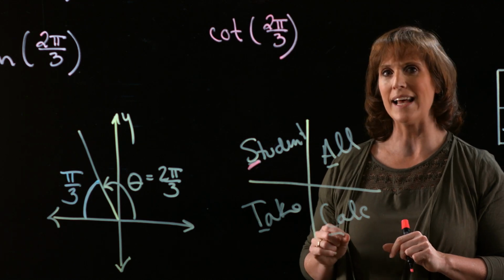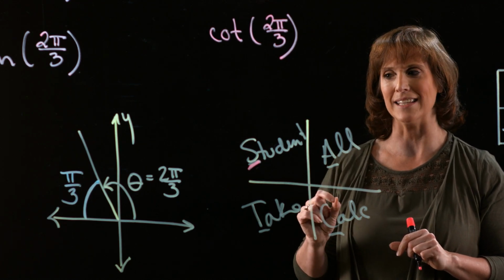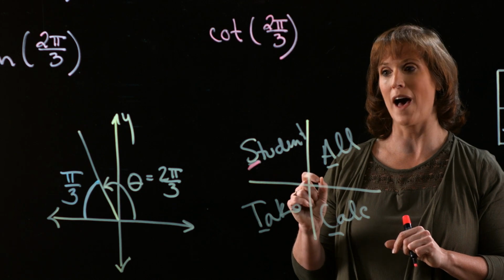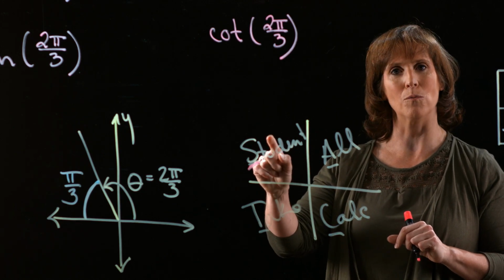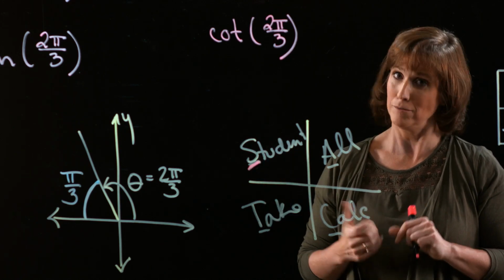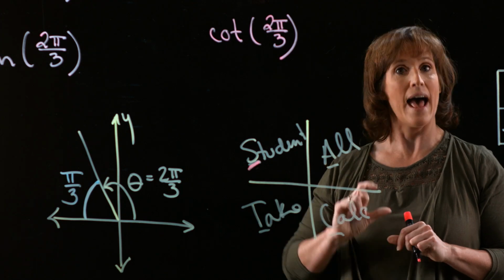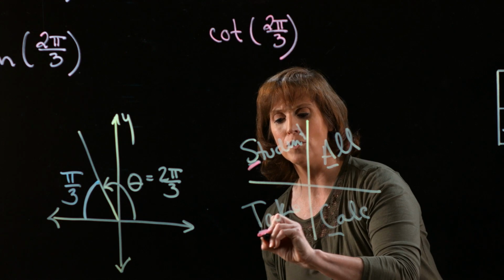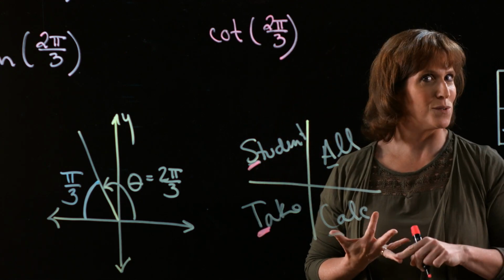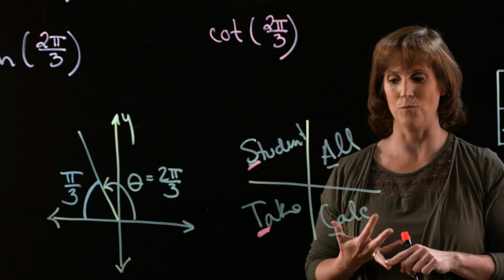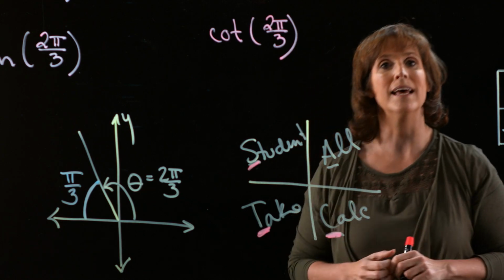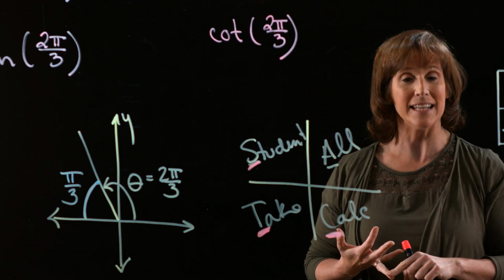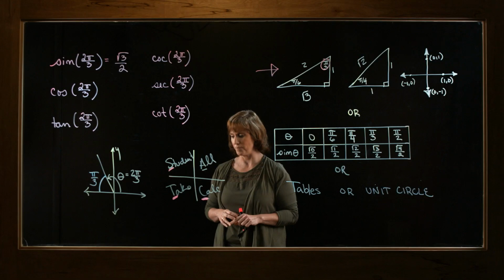Now that should make sense because remember what the sine is. It's the y-coordinate over the hypotenuse. And the y-coordinate will be positive in the second quadrant, so is the hypotenuse. Okay? And the same thing will happen with the reciprocal. Okay? In the third quadrant, the tangent and its reciprocal cotangent are the positive ones. And in the fourth quadrant, it's the cosine and its reciprocal secant that are positive.